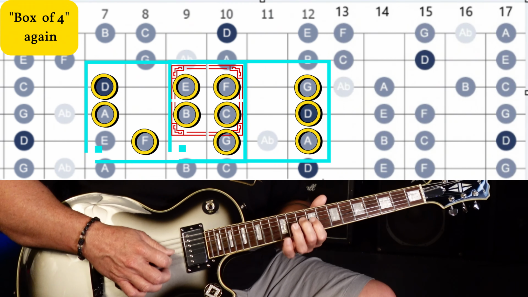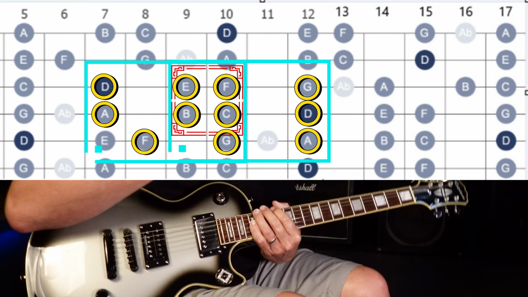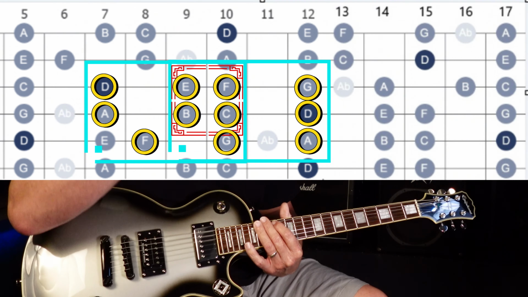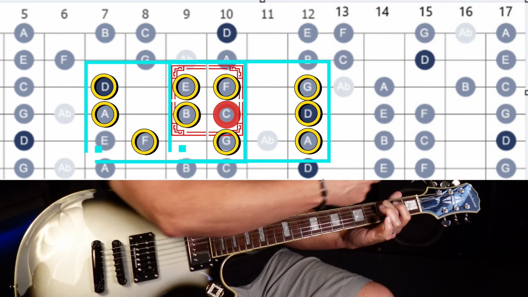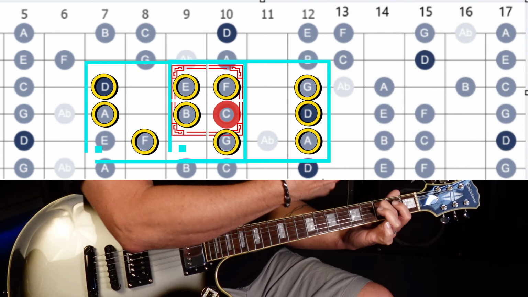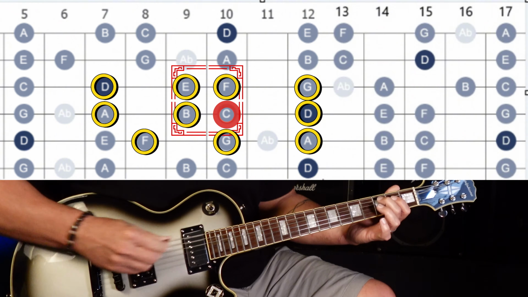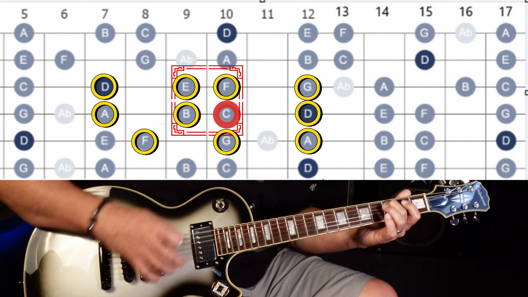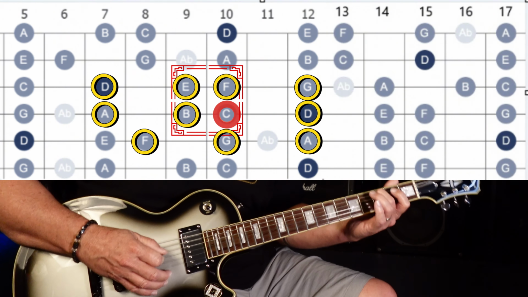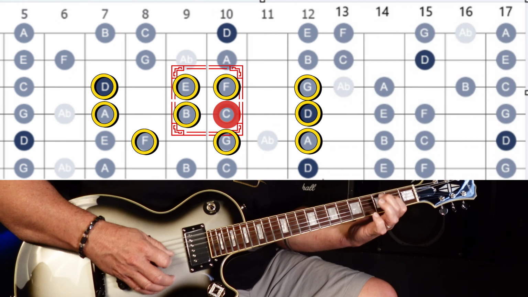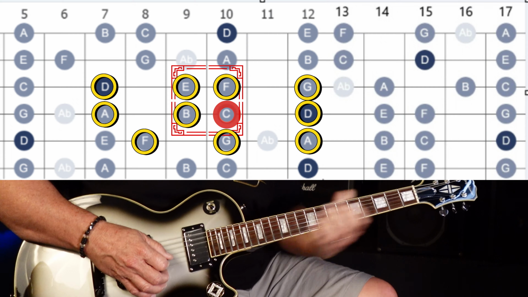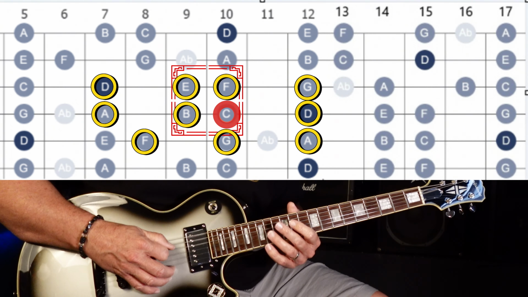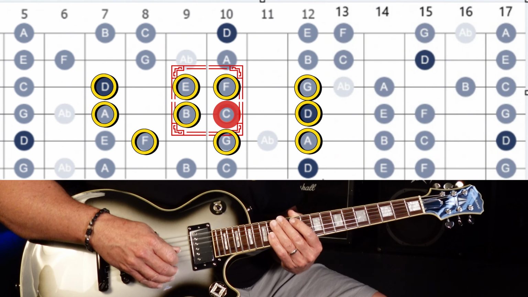B, C, E, F. When you identify that box of 4, that's going to tell you already, okay, remember, the top, when you're looking at the box of 4, the top note on the right, if you want to call it, is going to be the tonic of that major scale. C major, C Ionian.